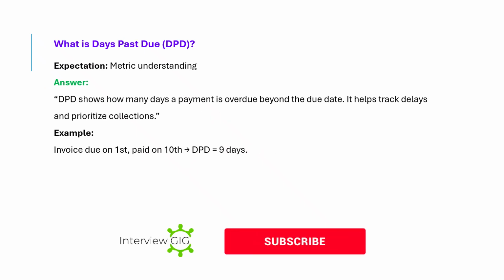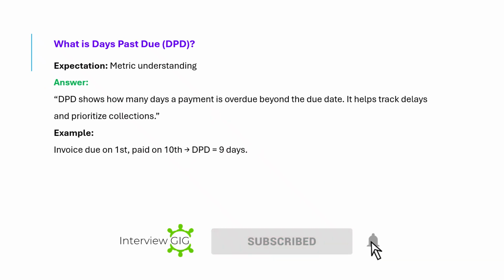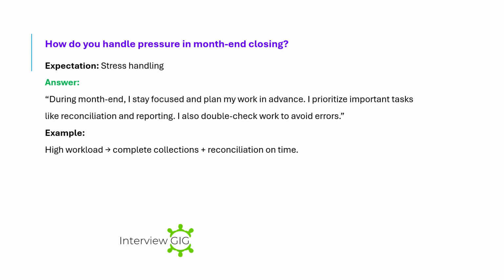What is days past due, DPD? Expectation: metric understanding. Answer: DPD shows how many days a payment is overdue beyond the due date. It helps track delays and prioritize collections. Example: invoice due on 1st, paid on 10th, DPD is equal to 9 days.